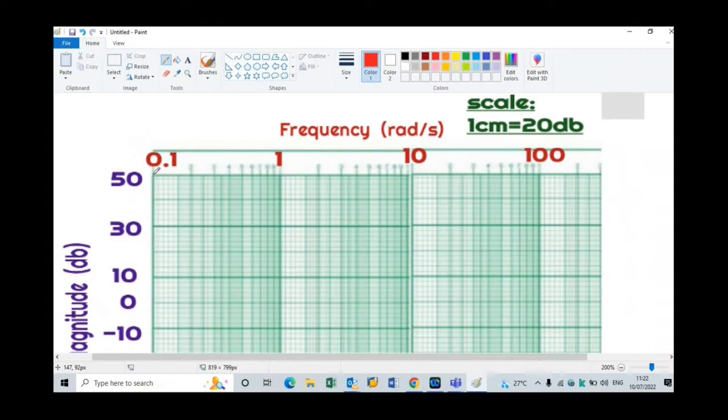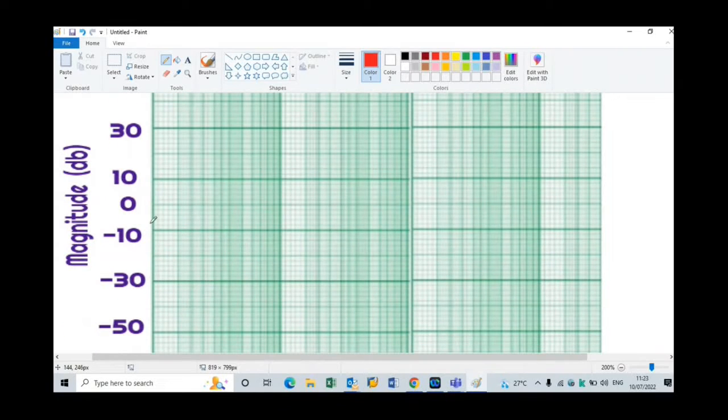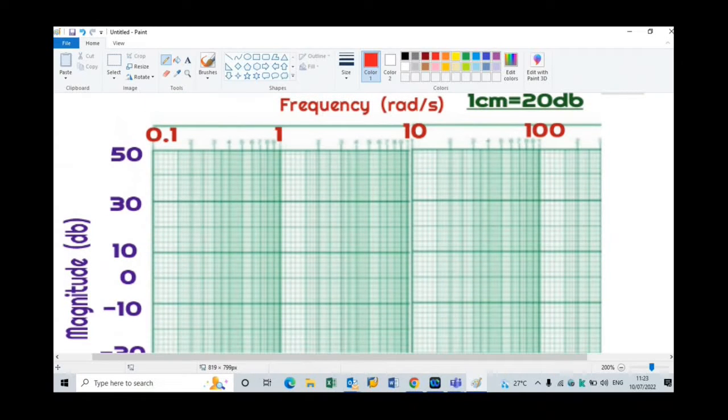So here 1 centimeter, that is first number will be 50, then 1 centimeter, that is 10 millimeter below it, is 30. We have to select the next number is 10, and after 1 centimeter we have to select minus 10. So in between 10 and minus 10, middle line will indicate the number 0. So we have to mention that. Then after minus 10 there is minus 30 and then minus 50. Now we will select the points.